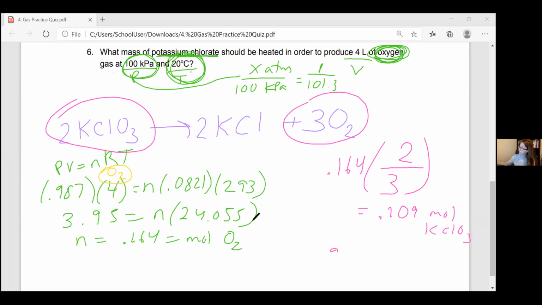If they want mass, that means they want grams. Grams of potassium chlorate equals moles potassium chlorate times the molecular weight. So potassium is 39, chlorine is 35.5, and then 3 times 16 for the oxygens. We get a molecular weight of 122.5, and therefore 13.35 grams, depending on where and how you rounded. Anything like 13.3, 13.4 would be fine.